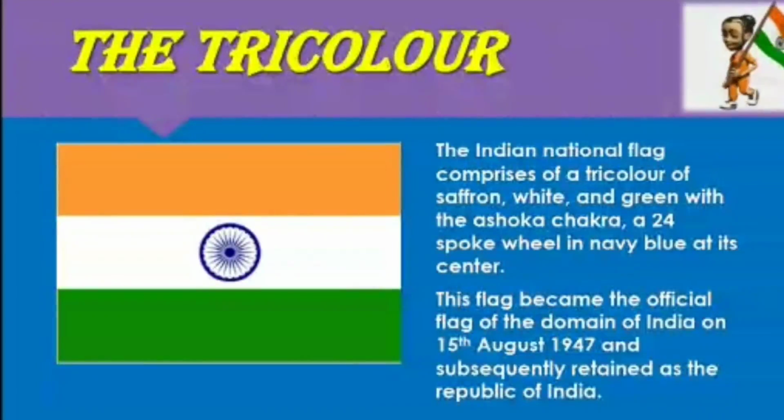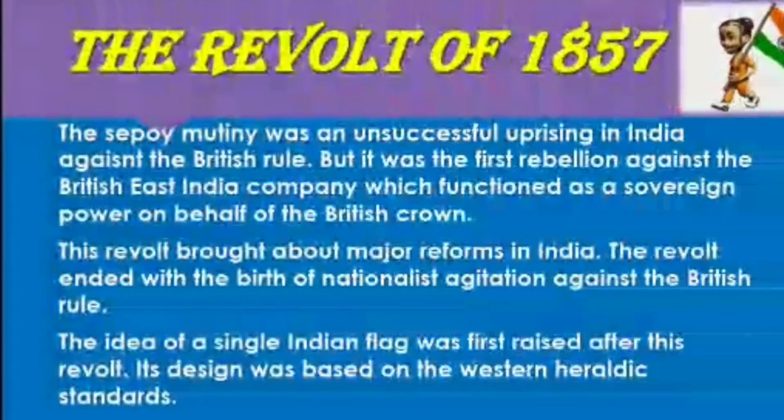The tricolor. The Indian national flag comprises a tricolor of saffron, white and green with the Ashoka Chakra, a 24-spoke wheel in navy blue at its center. This flag became the official flag of the Dominion of India on 15th August 1947 and was subsequently retained as the flag of the Republic of India.